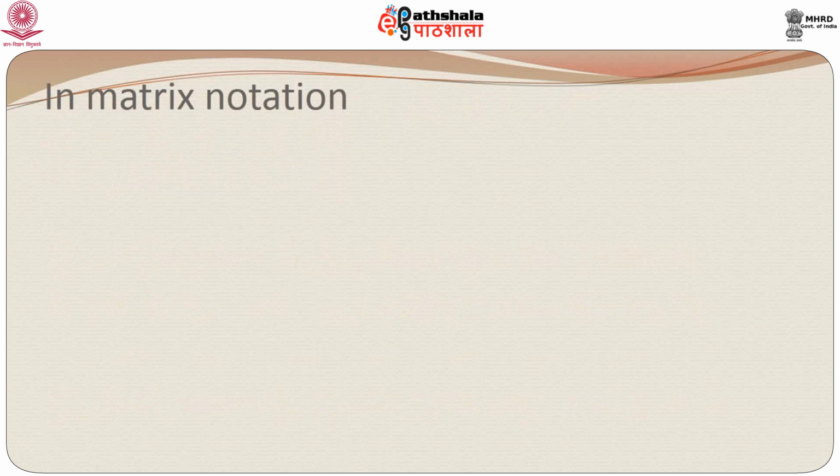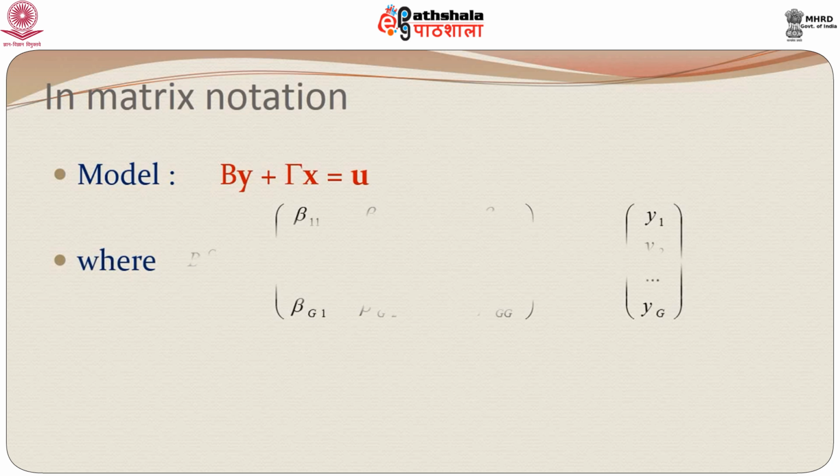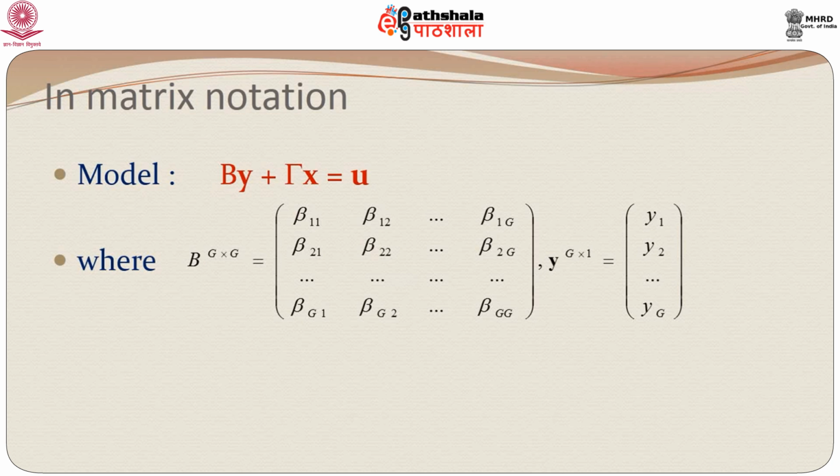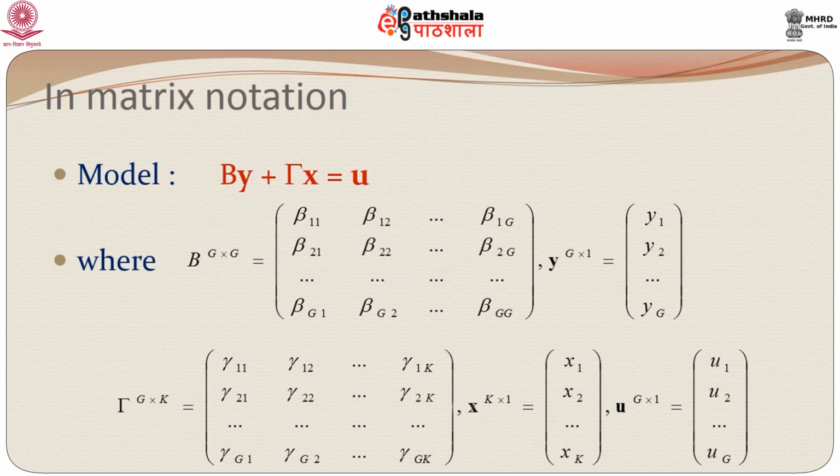In matrix notation, we write the model as By plus gamma x is equal to u, where B is the matrix of the betas. So, B is a G by G matrix having the elements beta 1 1, beta 1 2, beta 1 g. These are the coefficients of the endogenous variables in the G equations. Y is of course the G endogenous variables, and we also have gamma, which is the coefficients of the exogenous variables x1, x2, xk given by the vector x, and then you have the vector of the disturbances.